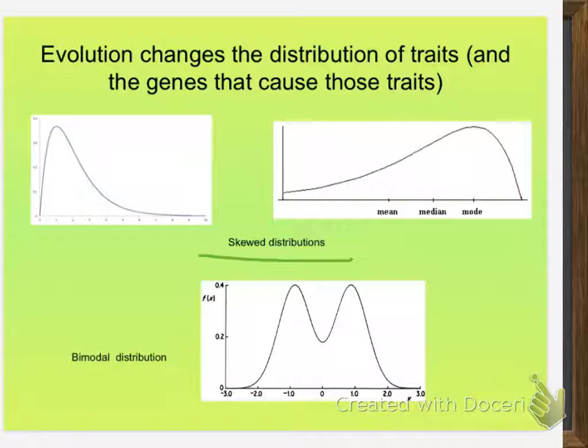So skewed distributions mean that high point is towards one end or the other. It means that most people, most rabbits, most goldfish, most earthworms, most whatever species and organism we're talking about, exist at one end or another. And we can have things that are skewed to either side.